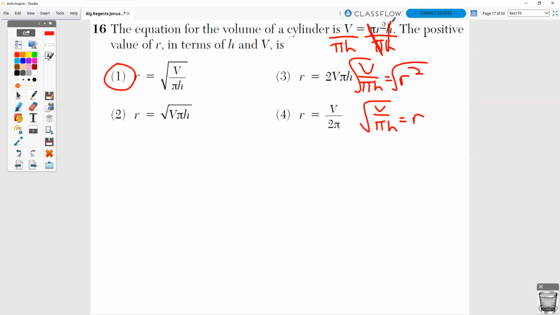These pi's cancel out, these H's cancel out. So we just have on the left-hand side, V divided by pi times H equals R squared. The opposite of squaring a number is to take the square root of a number. So square root, and we end up with this, which is choice number 1.